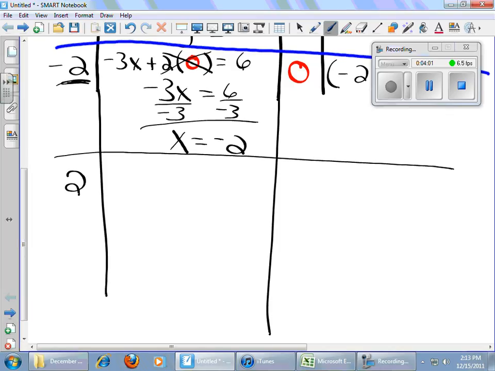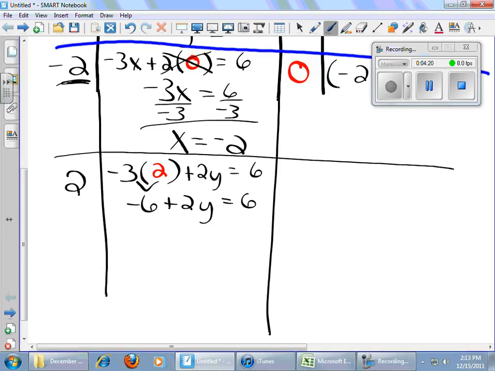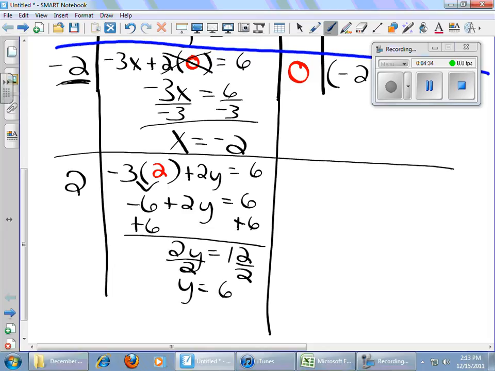So I'm going to put 2 in for x, negative 3, and in parentheses I'm going to put a 2. And then I have to add 2y, and I know that'll equal 6. This one won't cancel out. This will turn into negative 6 plus 2y. That'll equal 6. I'll use addition to get y alone. I'll add 6. Add 6. I'll get 2y equal to 12. Divide by 2 on each side. And then y will equal 6.